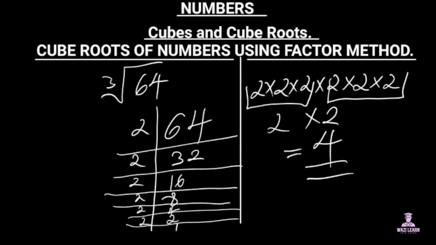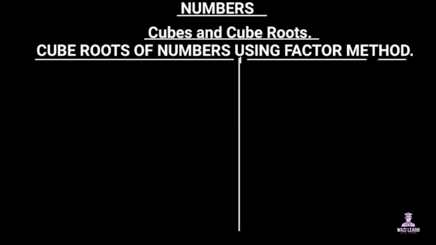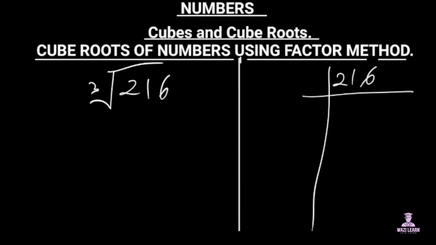Let us look at another example. Let's say we have a number like 216. Find the cube root of 216. So let's do it here. The smallest prime factor that can divide 216 is 2. So we start with that one. 216 divided by 2 will be 108. 108 divided by 2 will be 54. Divided by 2 will be 27.